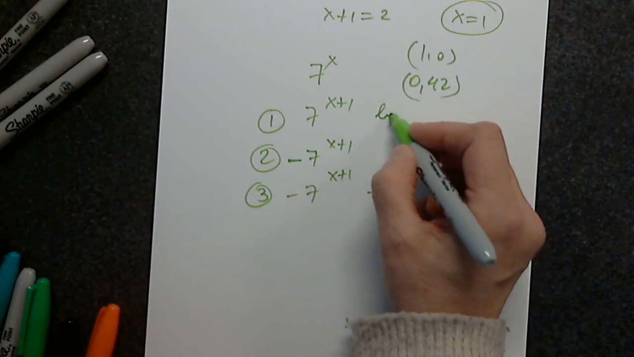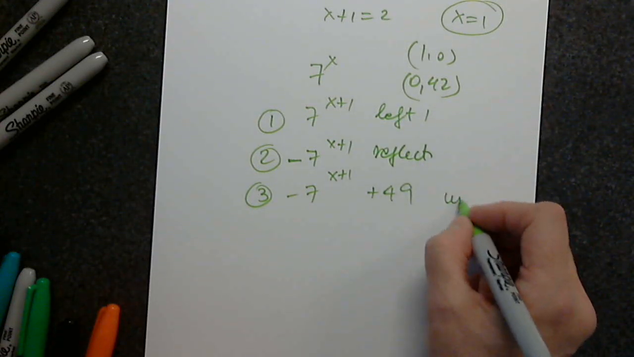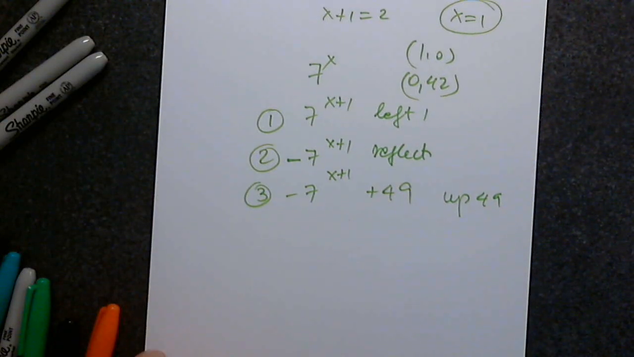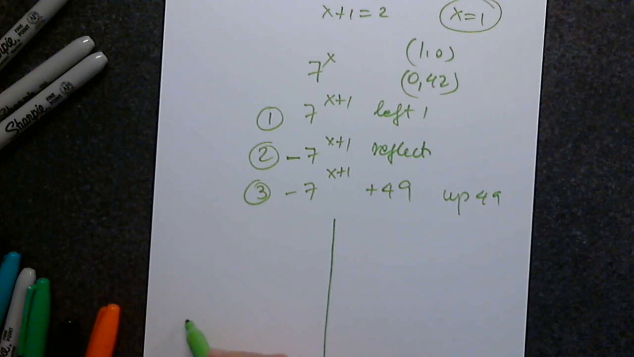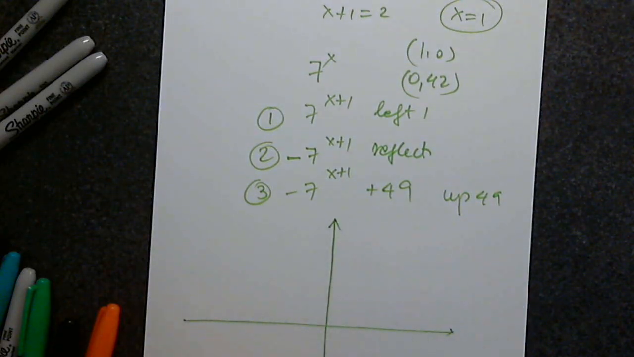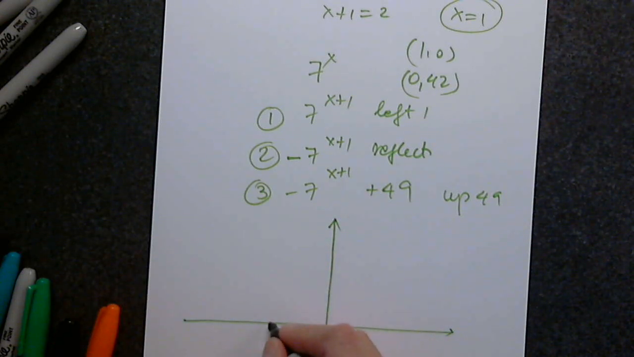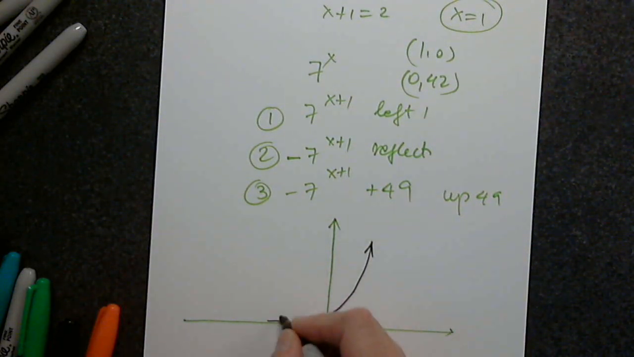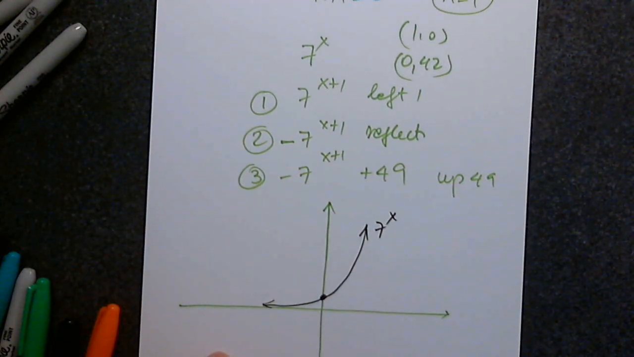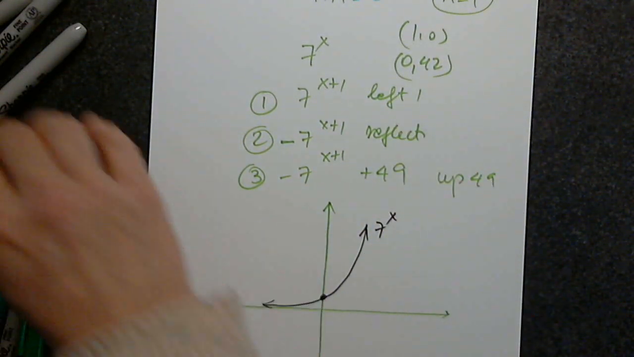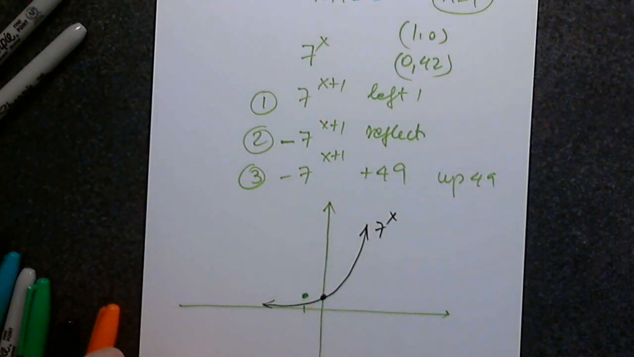So this one is left 1. This one is reflect. And this one is up 49. Of course, I have to present the horizontal asymptotes. So I start with 7 to the x, which remember is an increasing function on all its domain. It has to cross at 0, 1. Then you said left 1, which means this point moves right here at negative 1, 1.